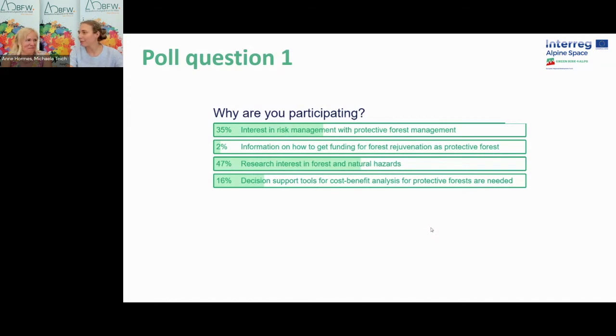Yesterday we asked a couple of poll questions. We are way behind, so we'll do it quickly. We asked why people were participating, and it showed that many of you are here because you are researchers interested in research on forests and natural hazards, and also in management practices. So I think we have a good mix of practitioners and scientists in the audience, which is great, because this was the meaning of this conference: to bring you together.